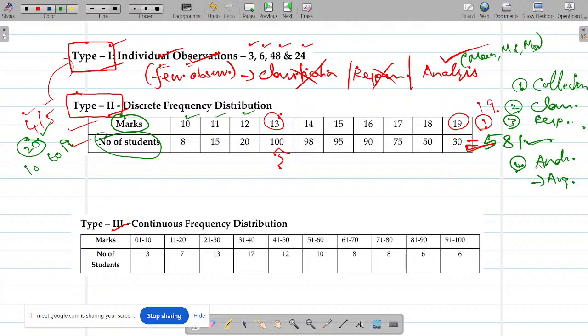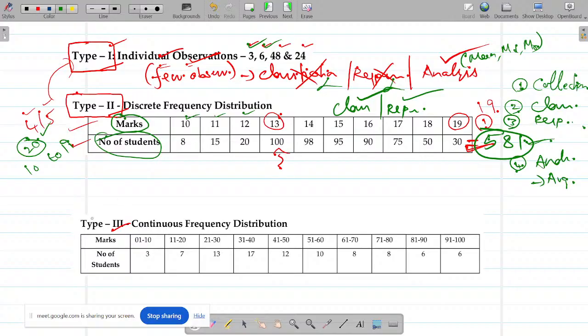How does it differ from type 1 and type 2? In type 1, it was only 4 values. I need not go for classification, and I need not go for representation. But here we have totally 581 values, where without classification or representation, you cannot go for further analysis. So it is needed over here, once asked in the exam.